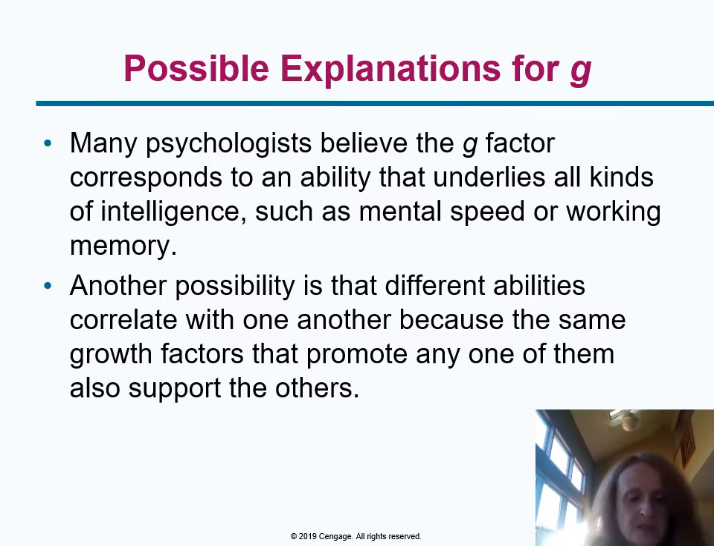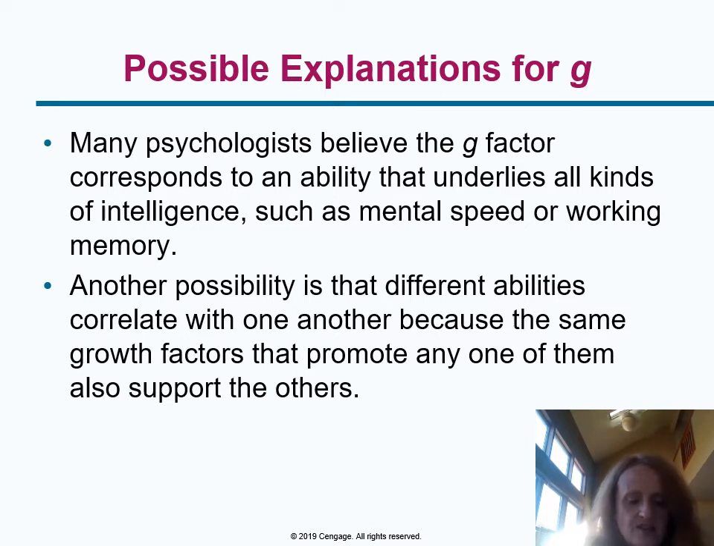In addition, many psychologists believe that the G factor corresponds to an ability that underlies all kinds of intelligence, such as mental speed or working memory. Perhaps people who perform well on a variety of intellectual tests do so because all the tests depend on one underlying skill. One possibility is working memory. Another possibility is speed of processing information. Another possibility is that different abilities correlate with one another because the same growth factors that promote any one of them also support the others.